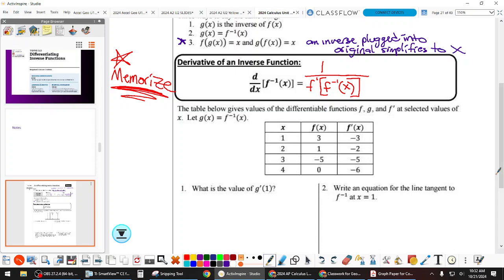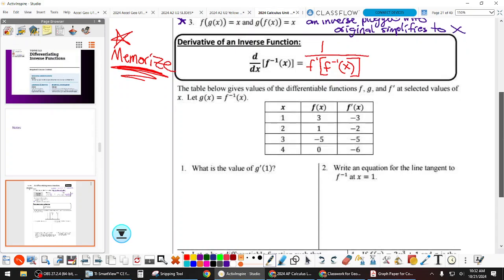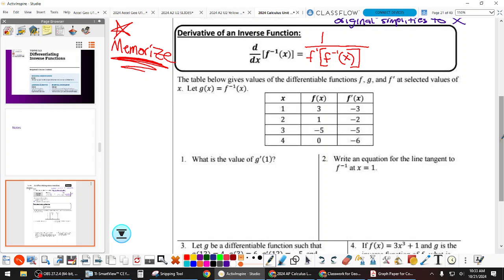Okay. Any questions on that formula? Okay. Again, the more times you write it, the better off it will be. So the table gives values of differentiable functions at selected values, and so it says let g be the inverse of f. Okay? So what is the value of g prime of 1?